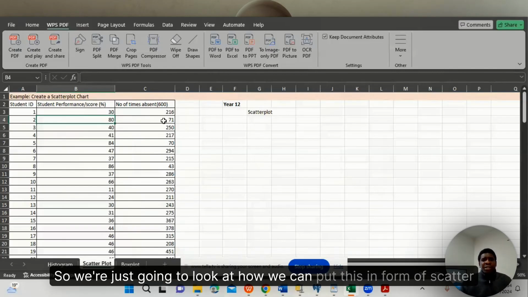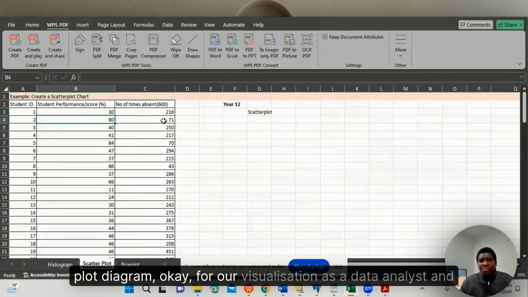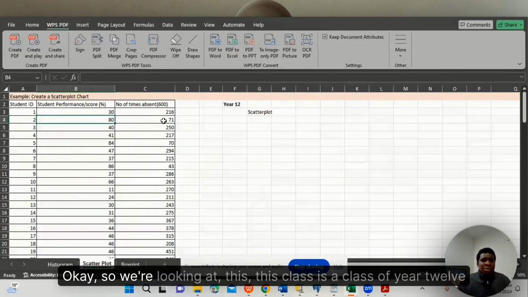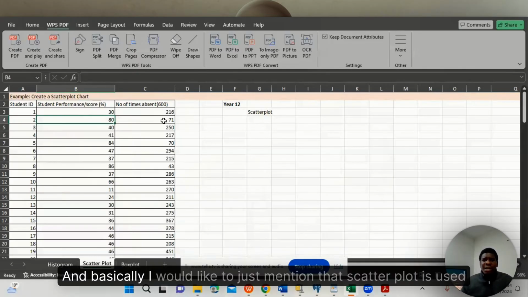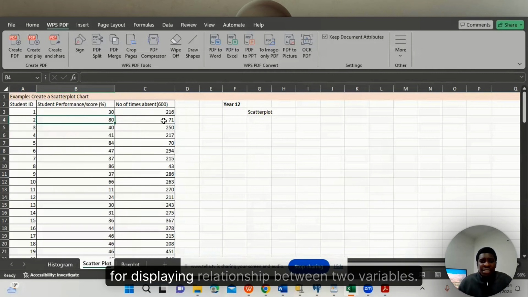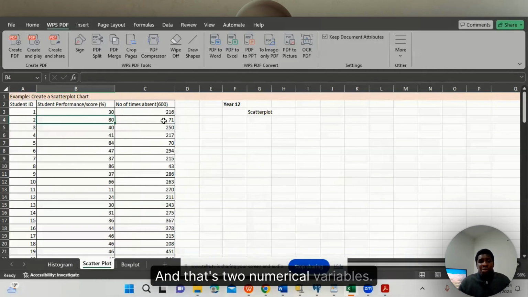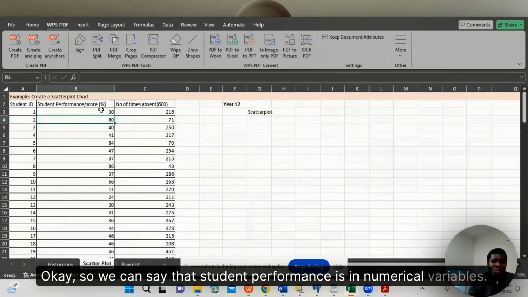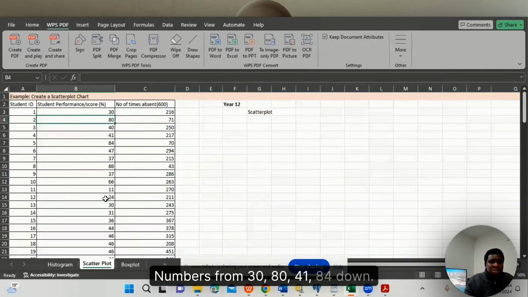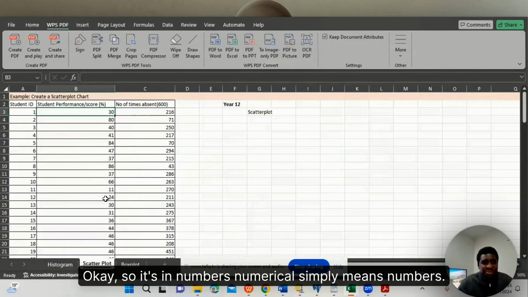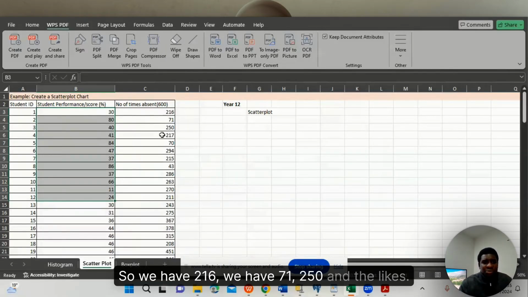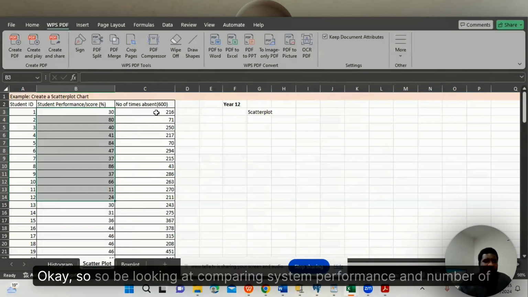So we're just going to look at how we can put this in the form of a scatter plot diagram for our visualization as a data analyst and scientist. This is a class of year 12 students, a secondary school. I would like to quickly mention that a scatter plot is used for displaying the relationship between two variables, and that's two numerical variables. Student performance is numerical, numbers from 30, 80, 40, 41, 84 and so on. The number of times absent is also in numerical form. Numerical simply means numbers. So we have 216, 71, 250, and the likes. We'll look at the relationship between student performance and number of times absent.